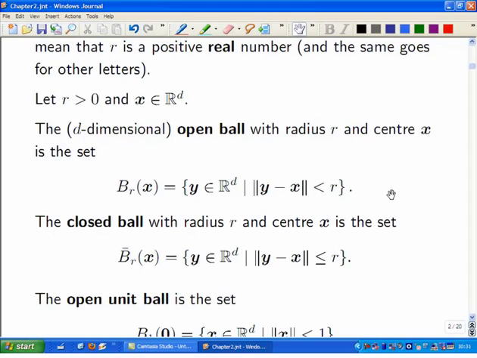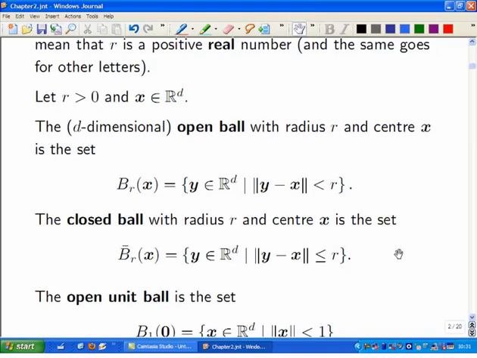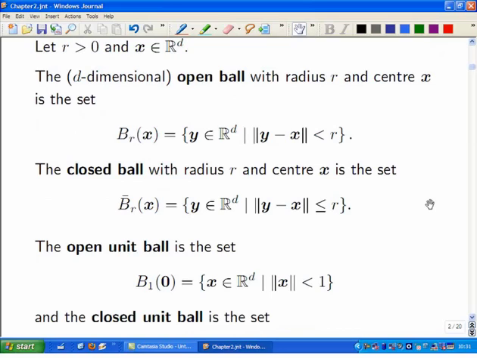And informally, and maybe formally later, you should think of that as a ball with radius r, but where you don't include the boundary. But we haven't defined boundary yet. But whatever boundary means, it's going to be you throw out the boundary. The boundary is excluded. Whereas in the closed ball, the boundary is included.